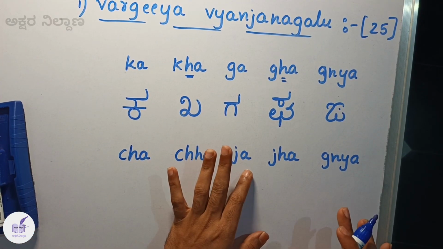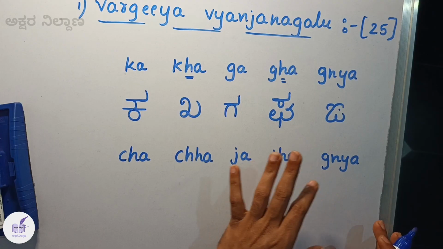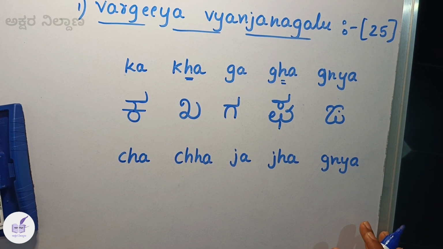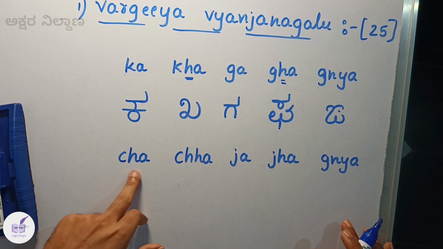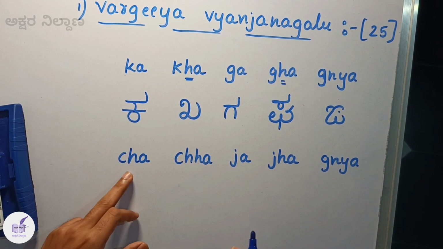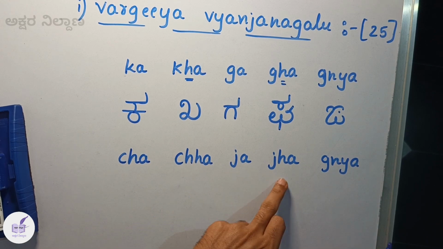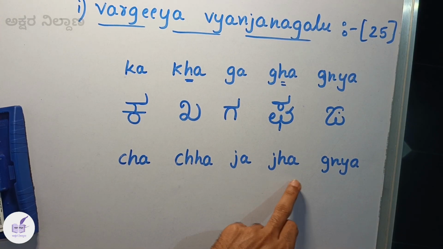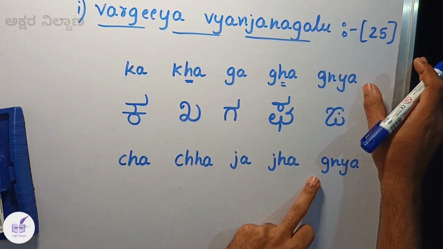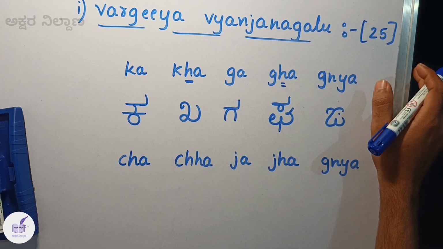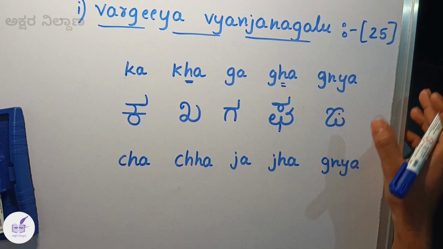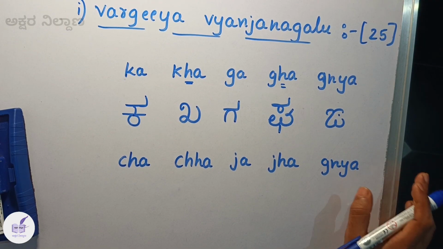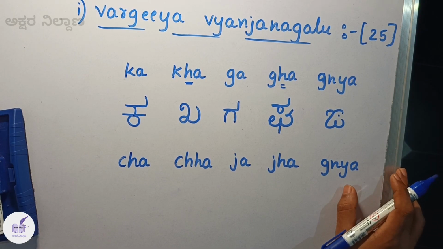Cha, chha, ja, jha, nya. What you're doing here is, the middle part of your tongue is touching the upper palate to get these pronunciations. Just observe clearly. Cha, chha, ja, jha, nya. One more time. Cha, chha, ja, jha, nya. See, with the nya in the previous line you were blocking in the throat, working with the throat. But here it is not with the throat, it is with the tongue. Okay? The tongue is what we need to work with here.